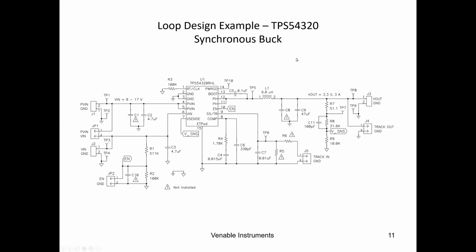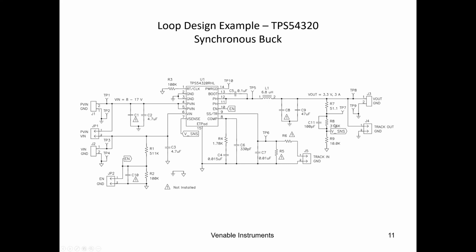And we'll start with a loop design. This is an eval board from TI. It's a synchronous buck with a transconductance amplifier. And to your right, you'll see the output. R7 is the injection resistor. This is the one we would be injecting across.